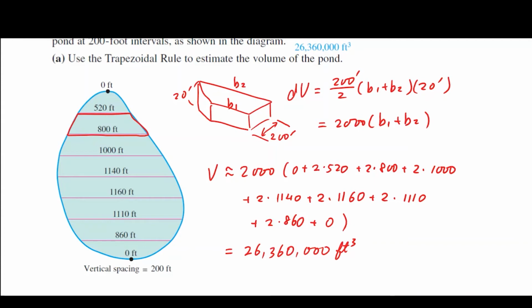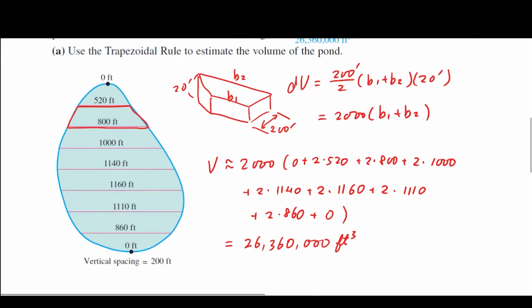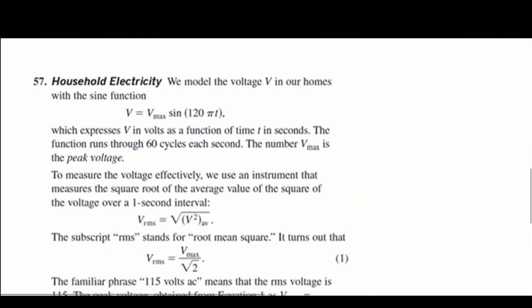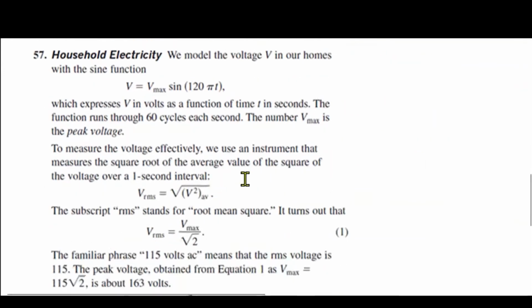You get it? This later becomes a big deal in chapter 7, so keep this concept relatively fresh. And then part B, you can just multiply this by the fish density, which I don't want to do. Okay, then let's do this beautiful, beautiful electricity problem.